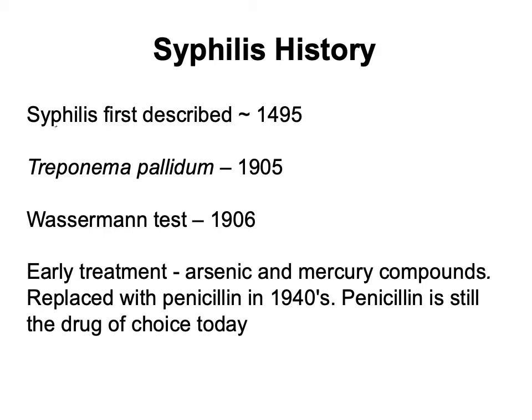As a disease, syphilis was first described as early as 1495. In 1905, the causative agent was discovered and identified as Treponema pallidum. In 1906, the first diagnostic test was developed, called the Wassermann test. This test is based on exposing patient blood or CSF to reagent antigen, which is bovine-based, and looking for a complement fixation reaction.